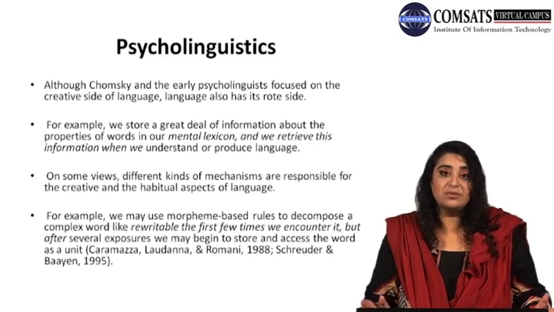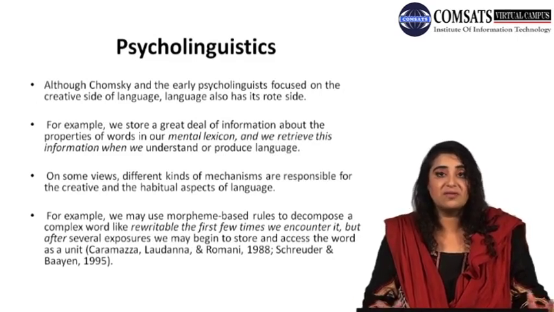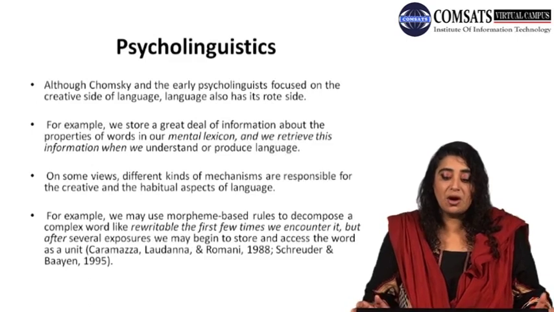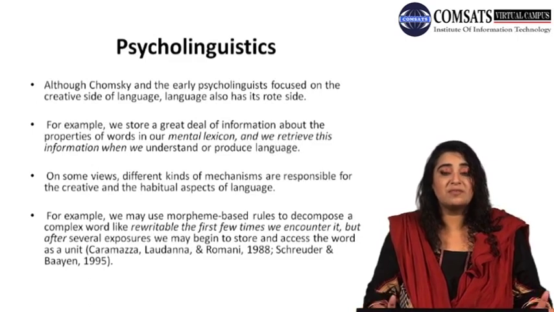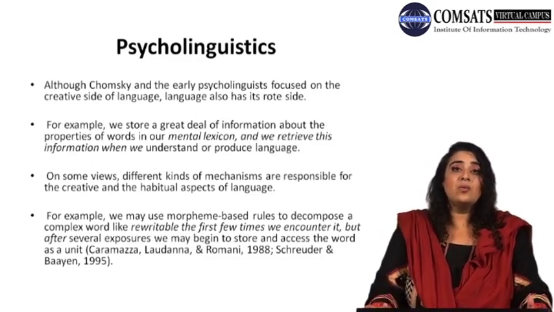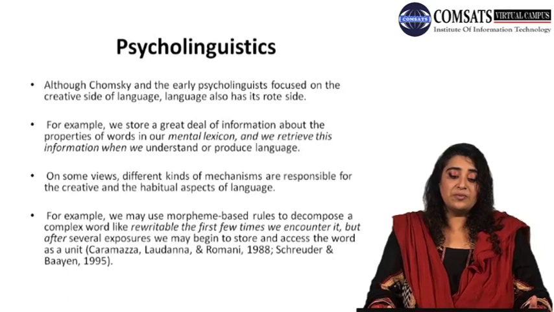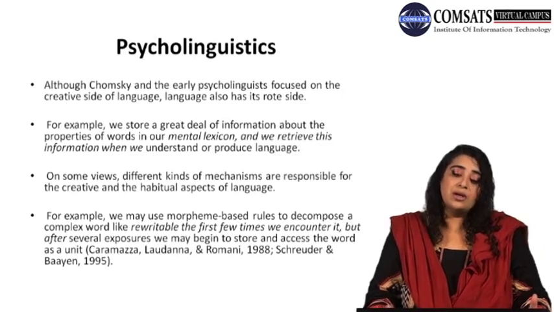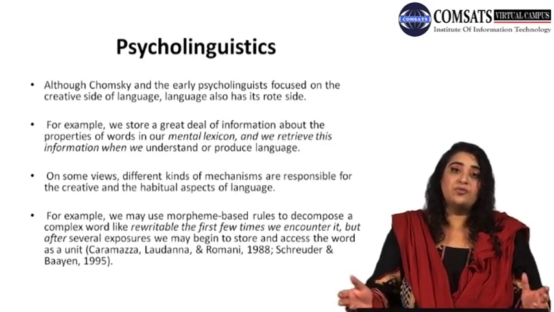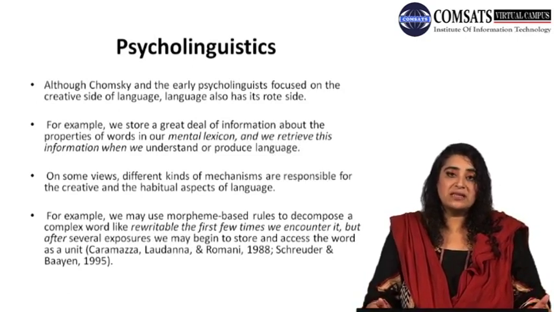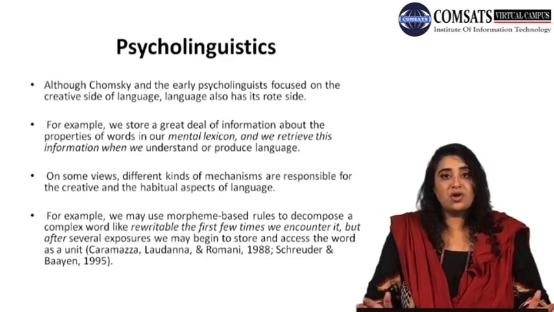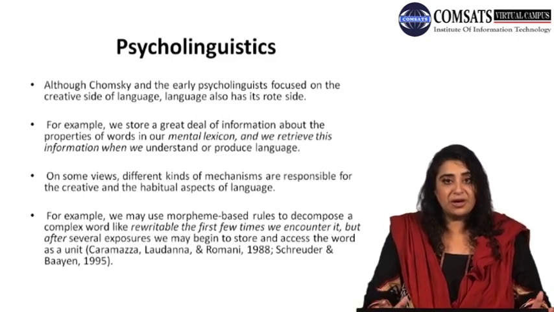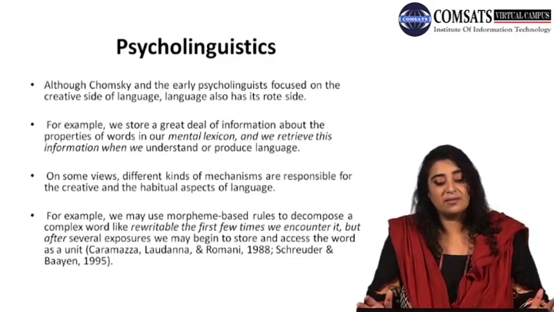So some views would say that different kinds of mechanisms, different methods, are responsible for the creation of language and the habitual aspects of language. The habitual aspects would be when we want to produce language, we retrieve words or sentences from our memory, the knowledge that is stored there permanently, and then habitually we just apply that, either in the production or in the understanding of language.